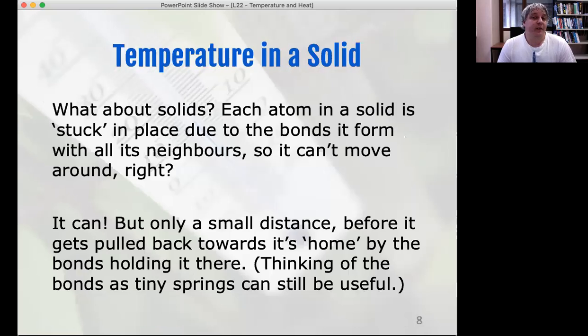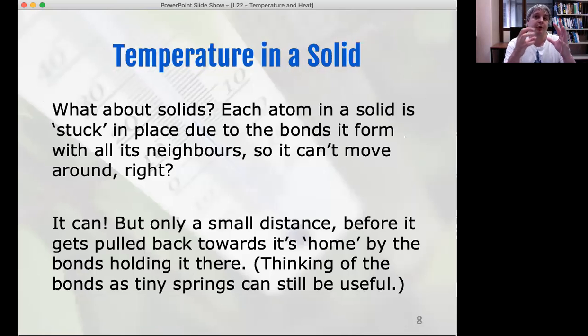I mentioned that the same thing is true for solids. How does that work then? The atoms in solids, we said, are stuck in place. They can't move. So what does temperature really mean in that sense? Well, they can still move, just not very far. The bonds are kind of like springs. Remember, we talked about the bonds being like springs. The idea of an atom moving when it's stuck in a solid is just the idea that it can move a little bit against those springs.